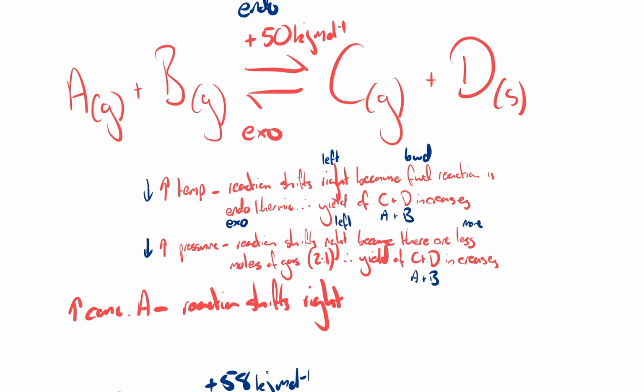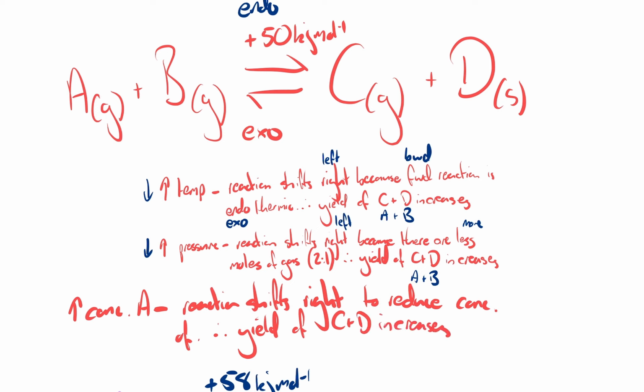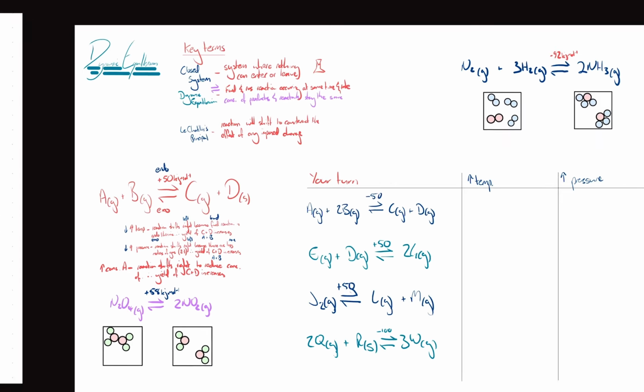And because forward reaction, to reduce concentration of A. We can say, therefore, yield of C plus D increases. D increases, sorry. Perfect. So, now let's look at a couple of real-life examples.